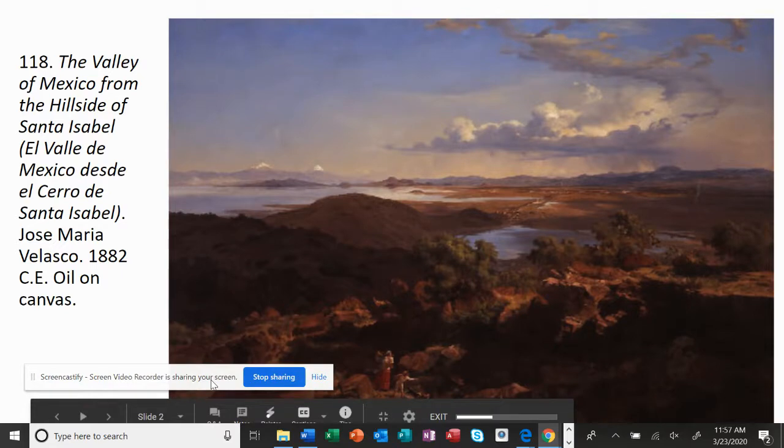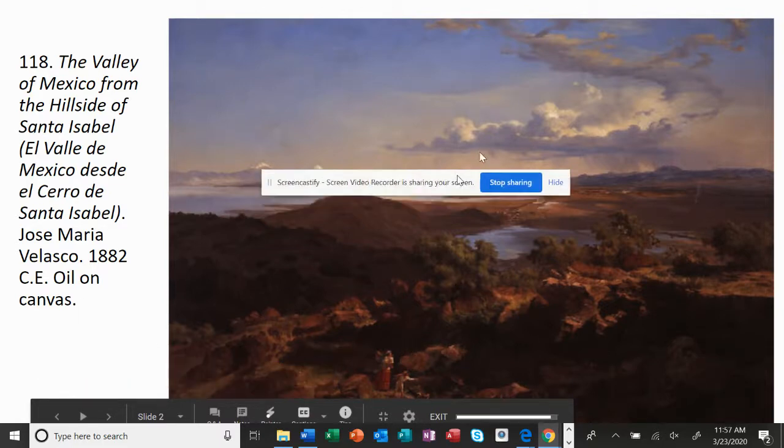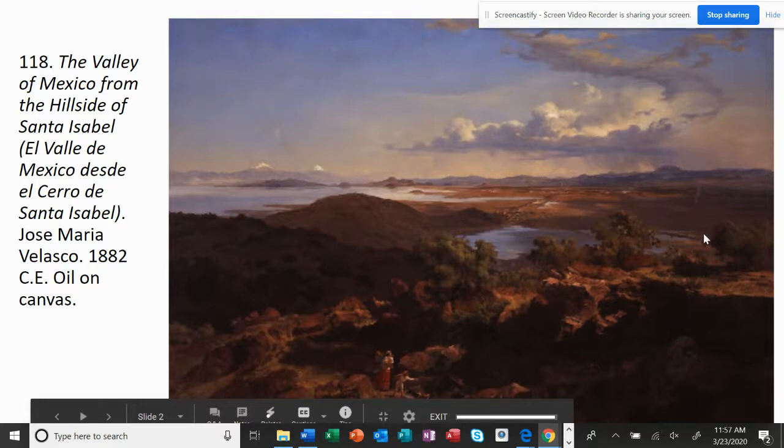Okay. We are doing number 118, The Valley of Mexico from the Hillside of Santa Isabel. What you want to make sure that you do is... why is it being like this? Let me move this. Maybe that'll make a difference.